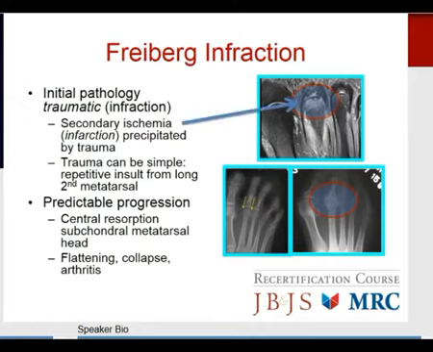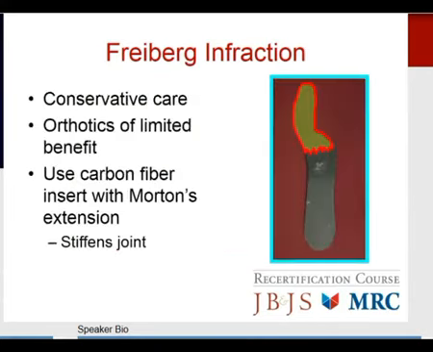And an infraction is an ischemic process, precipitated by trauma in some way. It eventually can become an infarction, or complete necrosis of the bone, but in the beginning it starts as an infraction. It has a very predictable progression when it occurs. We begin with central resorption of the metatarsal head, then it progressively collapses over time to the point where we've got a significant arthritic second metatarsophalangeal joint.